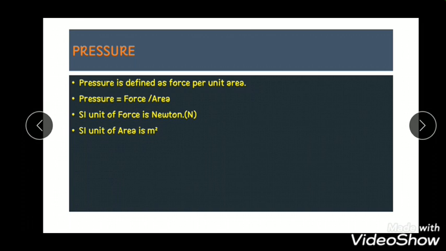The SI unit of area is meter square. Area we usually calculate as length into breadth, meter into meter, so it is meter square. The SI unit of pressure is Pascal, Pa. 1 Pascal is equal to Newton per meter square. Force, Newton, is the numerator and area, meter square, is the denominator.